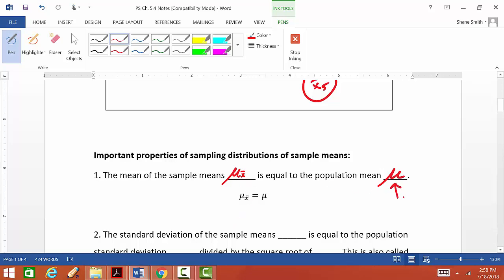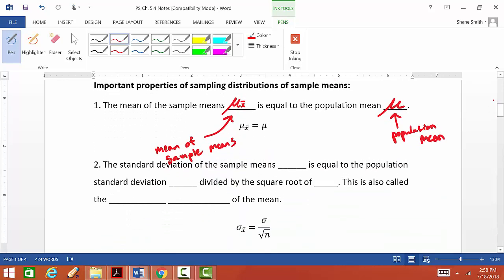Mu is the mean of my population, so this is the population mean. That's what we've always used for the population mean. But this is the mean of sample means, so this is the mean of the sampling distribution. Now, they're equal to each other. They're the same number, but the notation, mu sub x bar and mu, mean, no pun intended, two different things.